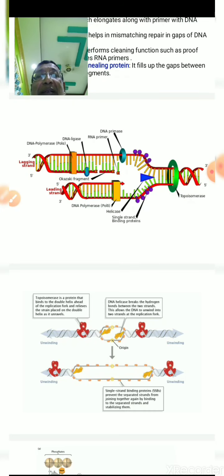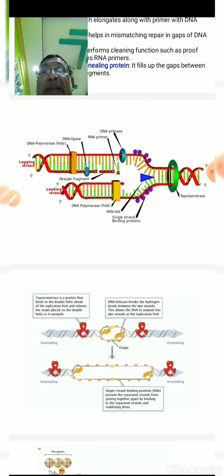Now we see in this green one the topoisomerase enzyme. When topoisomerase binds, it relieves the DNA so that less strain falls on the other parts of the DNA. DNA is a long molecule, so first is the binding of the topoisomerase. After that, on the leading strand, there will be binding of the DNA polymerase, and then helicase, then single strand binding proteins.